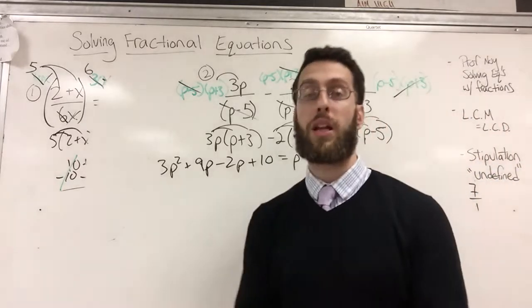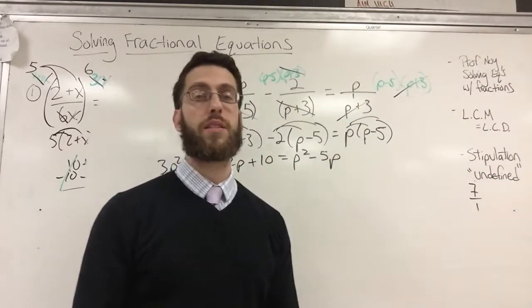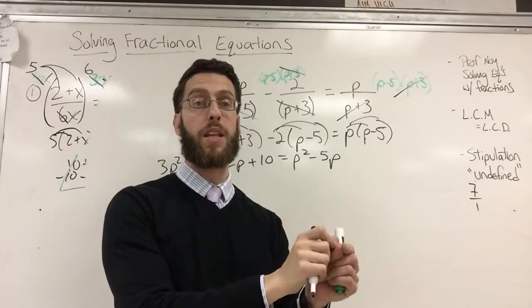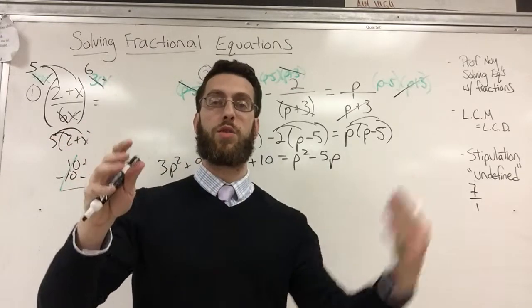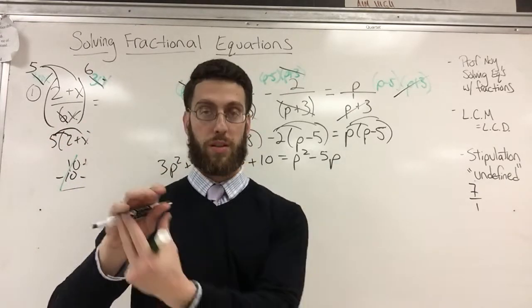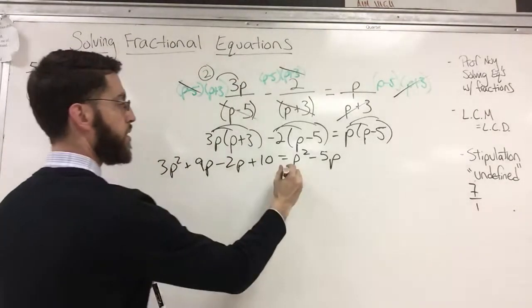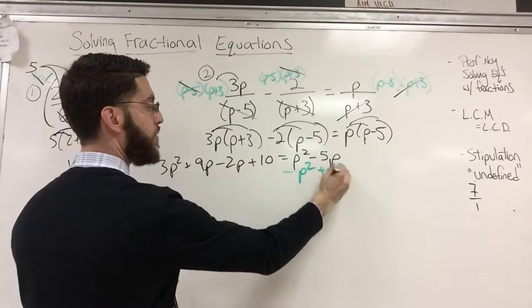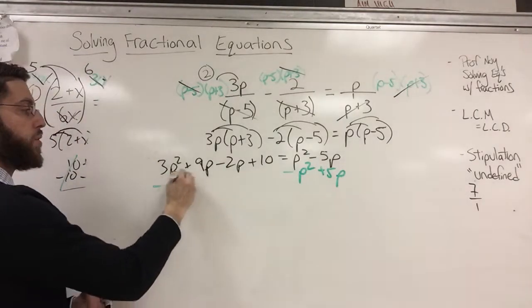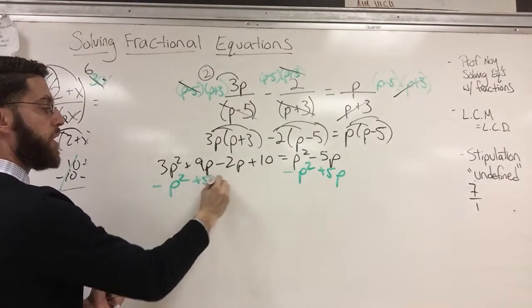Now I want to collect my like terms. I say the word collect because some of them are on the same side, you combine them, but if they're on different sides, you bring the inverse and you bring it to one side. So I am going to subtract p squared and add 5p. Subtract p squared and add 5p.